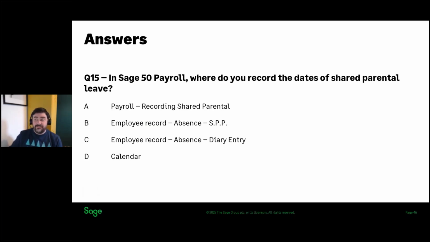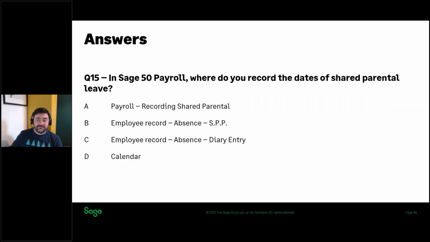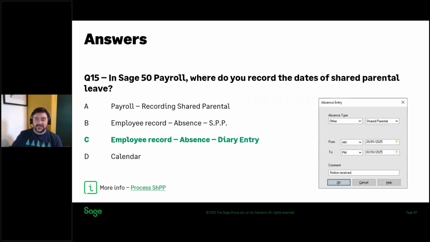Question 15 was, in Sage 50 Payroll, where do you record the dates of shared parental leave? Might have caught a few of you out on this one. Let's share your answers to this one. So 46% saying payroll and recording shared parental. Second most popular answer was employee record, absence and SPP. 9% of you saying using the diary entry option. So who was correct on this one? Very well done to the 9% that said you do this through employee record, absence and diary entry.